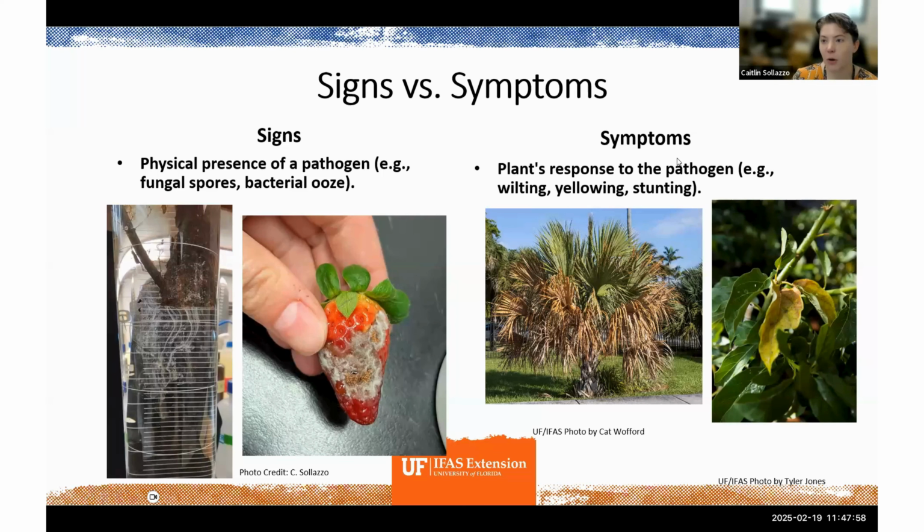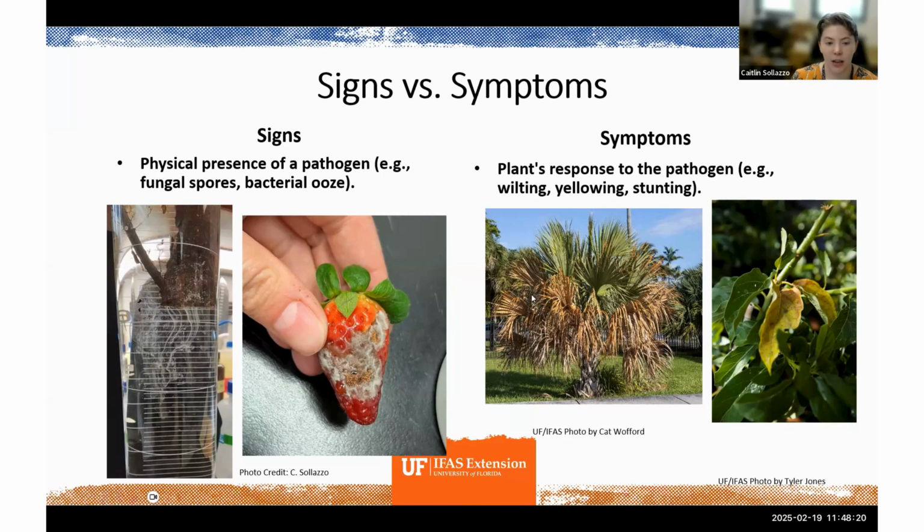With symptoms, they are more generalized, and this is a plant response to some pathogen. But symptoms can also be responses to other things other than pathogens. So environmental stresses, damage, or anything else. The plant just has a few symptoms that are its go-to when something is wrong. So we have stuff like wilting, yellowing, and stunting.